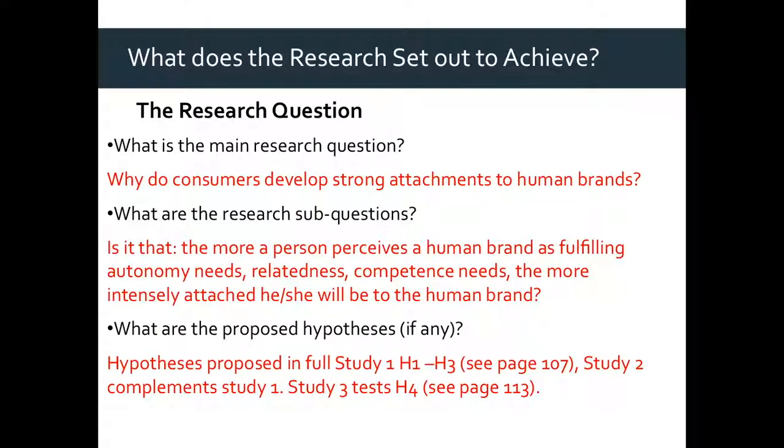So what is the research trying to achieve? It looks at why consumers develop strong attachment to human brands. That's the main research question. And then the research sub-questions ask, is it that the more a person perceives a human brand as fulfilling autonomy needs, relatedness needs, and competence needs, the more intensely attached he or she will be to the human brand? That is what the hypotheses set out to test. Is this the case? Is it true or is it not true?